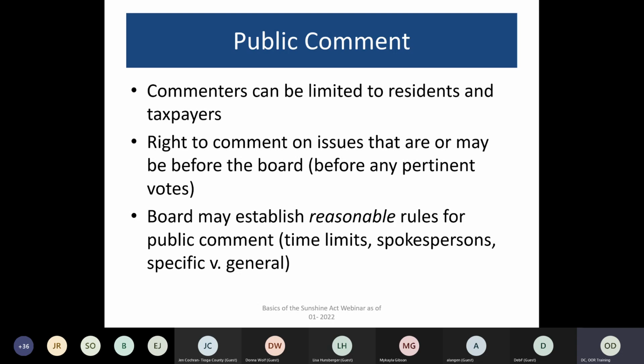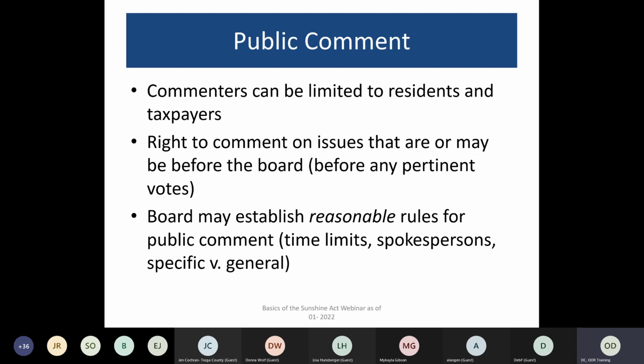The Act says, right to comment on issues that are or may be before the board. The problematic word in there is may, because that kind of opens it up. Now ideally, the people are going to comment on what the board is discussing. But legally, a person can come in and complain about the potholes on their street prior to the board taking a vote on the warehouse, because of that language.